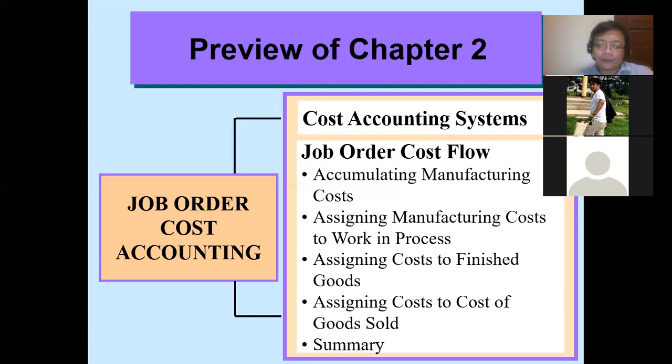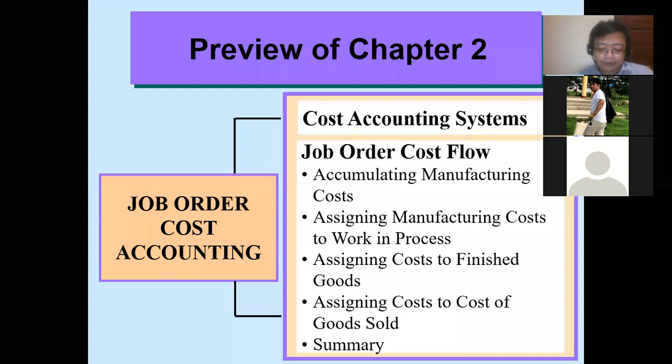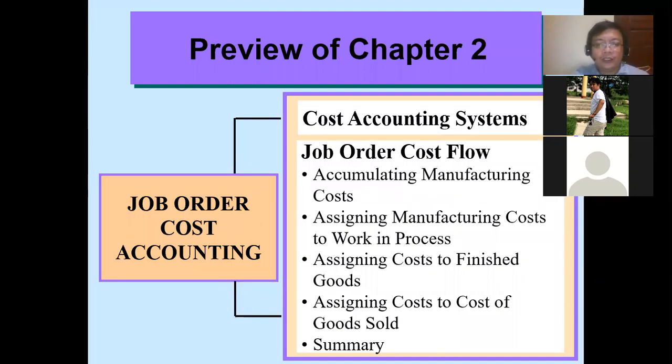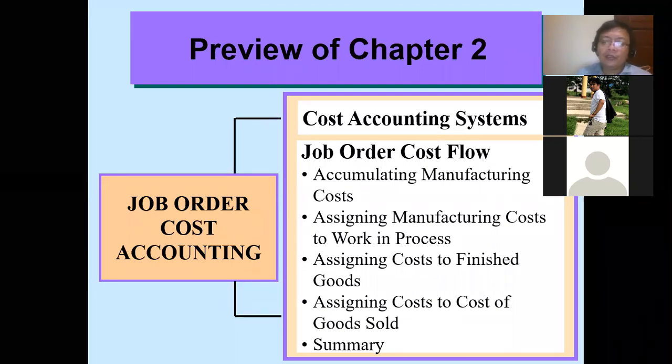How do you understand the definition of manufacturing cost? Sir, yun po yung cost na ginamit sa pag-produce po ng product. All right, very good. You have your costs in terms of manufacturing your product. That's why you have your direct materials, your direct labor, and at the same time your factory overhead.